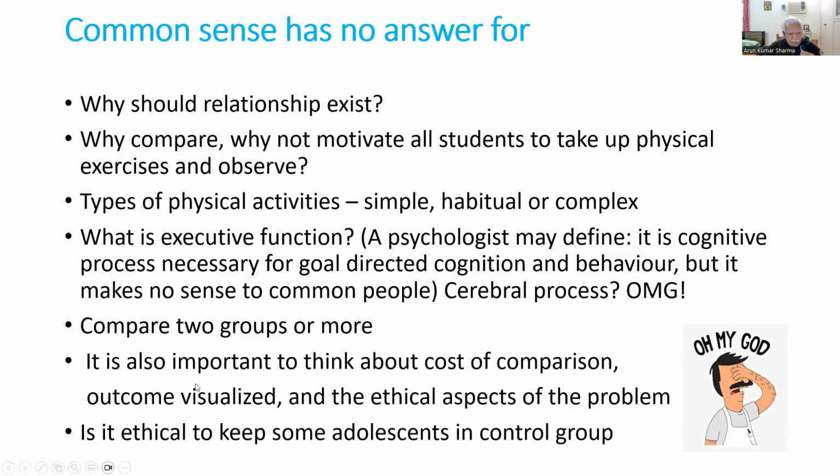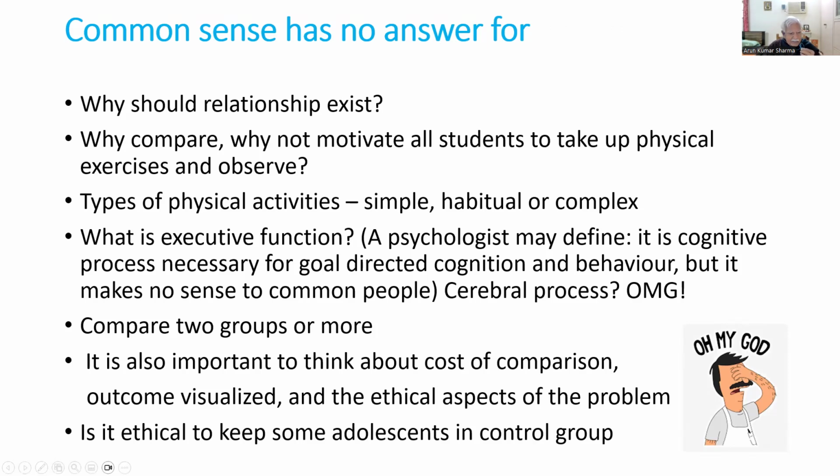So compare two groups or more. It is also important to think about cost of comparison. This cost of comparison will determine how many people can be selected for comparison, how many of them can be put in the control group, how many in the intervention group, and what is the ethical aspects of the problem. You are not permitted to study all kinds of problems in social sciences or management. There are ethical aspects of the problem. Should that problem be studied at all? Or will the findings of your study lead to some undesirable consequences for certain groups or for society as a whole?